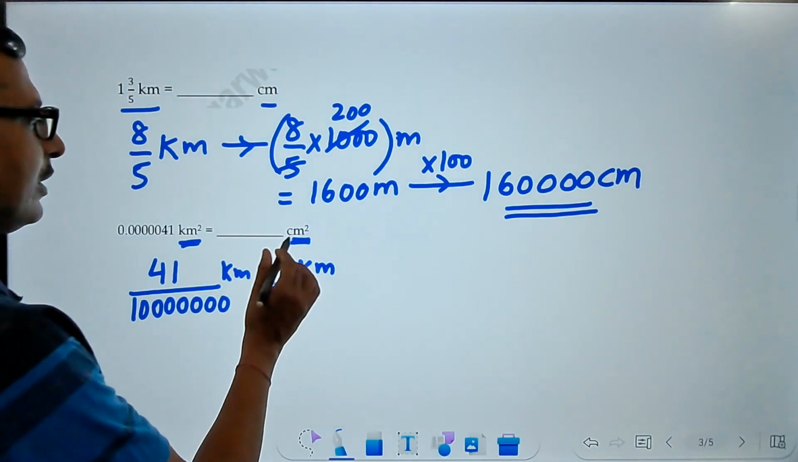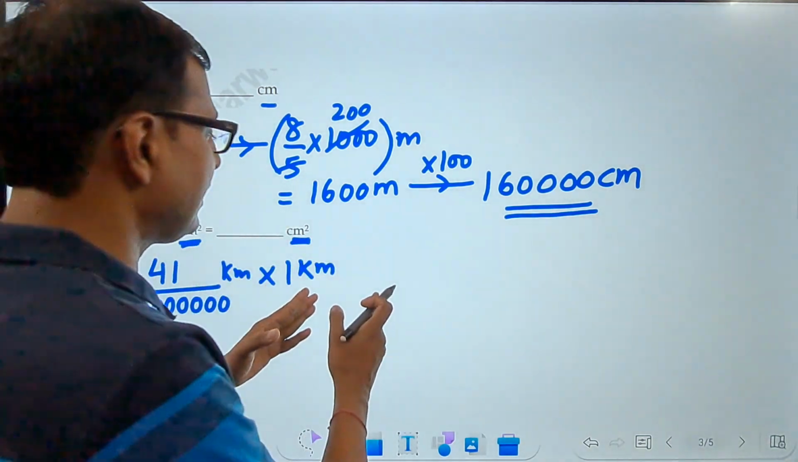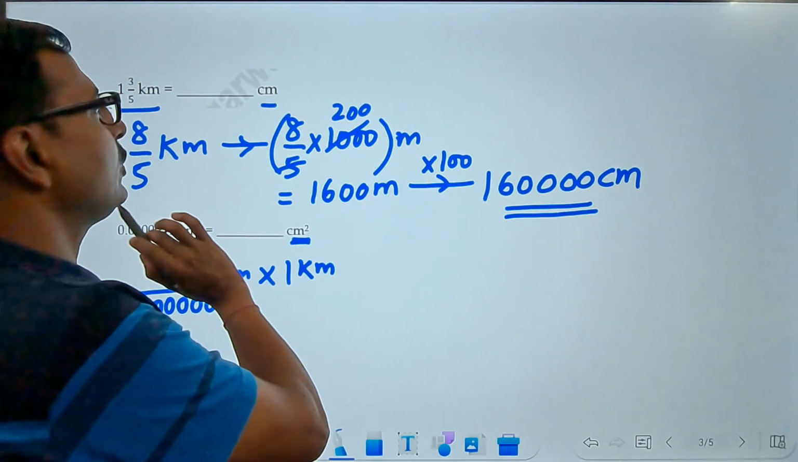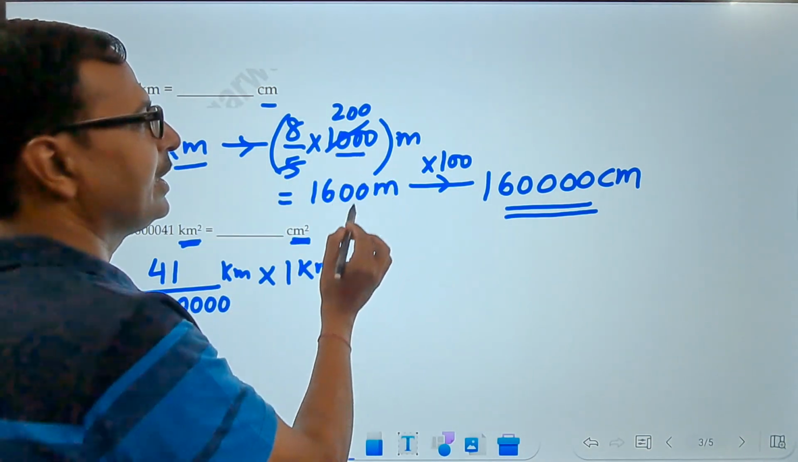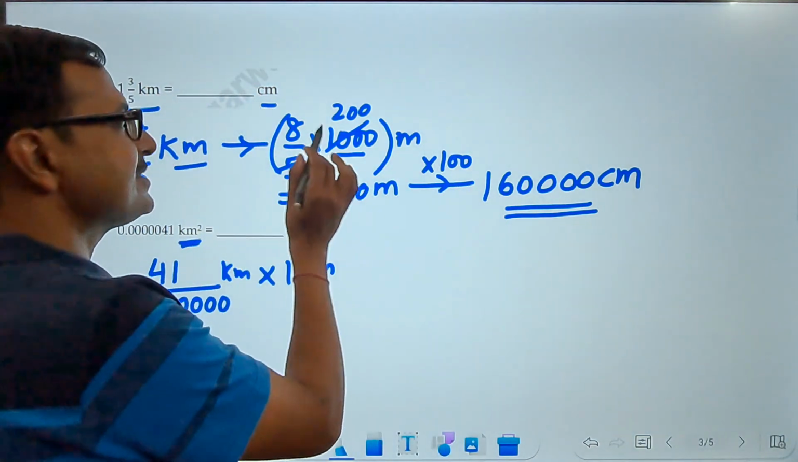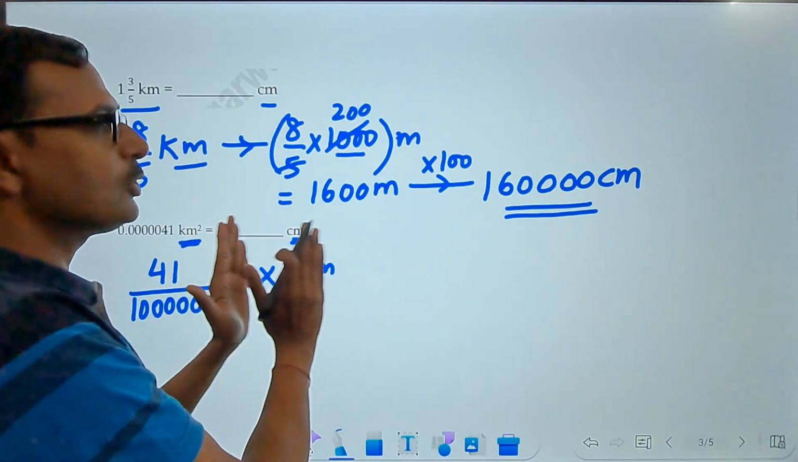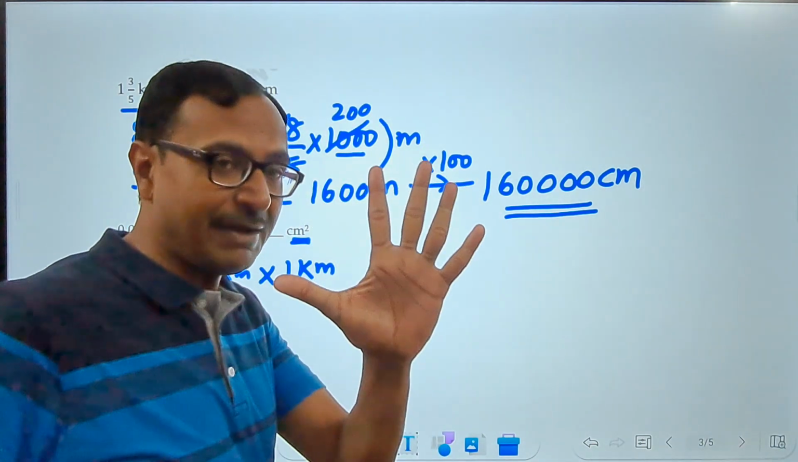And now when you have to convert that into centimeters, you should know in 1 kilometer how many centimeters are there. So I told you here, if you convert kilometer to meter, you have 1000, and if you convert meter to centimeter, you have 100. So what is the multiplier? When you convert kilometer to centimeter, it is 1 followed by 5 zeros.